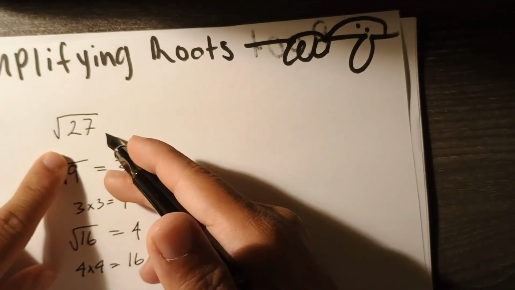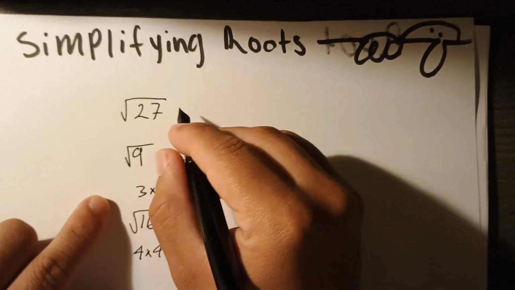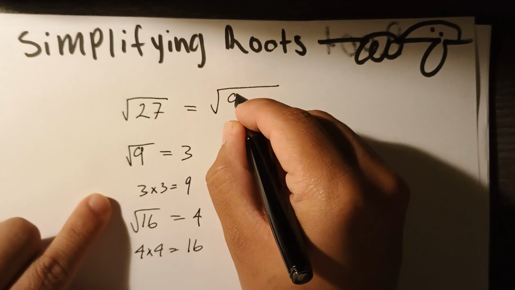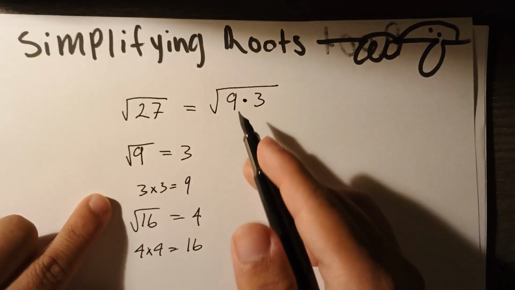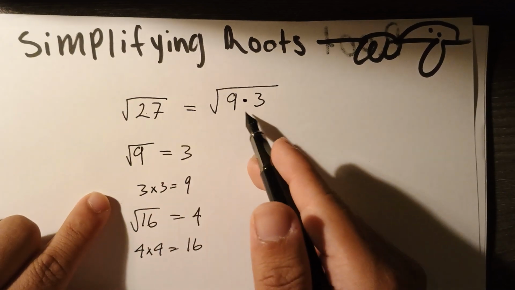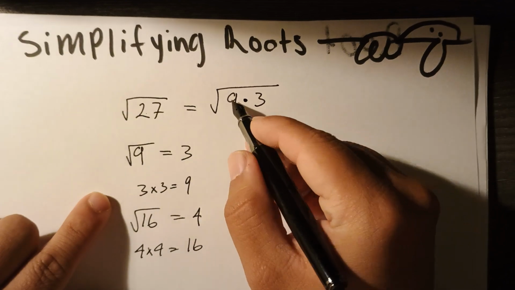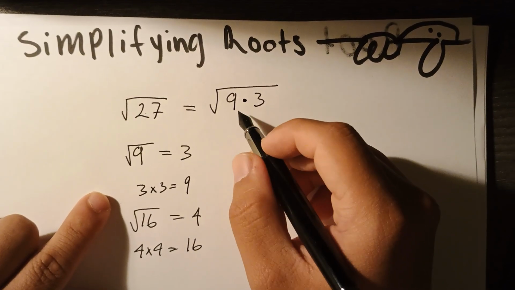So one way you can simplify something like the square root of 27 is, on the inside of the square root, you can rewrite it as 9 times 3, right? Because 9 times 3 is just 27. I just rewrote it this way. And what you can see is that you have a 9 and a 3, but you already know the square root of 9.